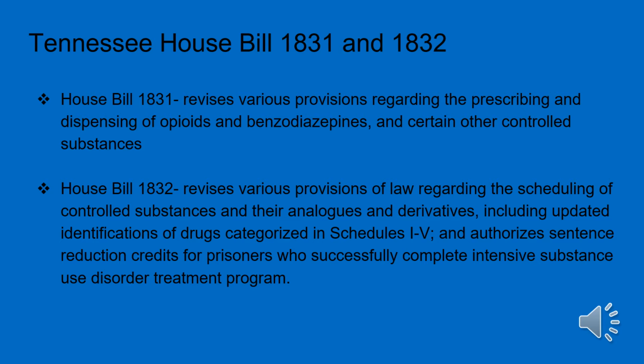Tennessee recently revised two House bills to address the opioid crisis. House Bill 1831 revises various provisions regarding the prescribing and dispensing of opioids and benzodiazepines and certain other controlled substances, while House Bill 1832 revises various provisions of law regarding the scheduling of controlled substances and their analogs and derivatives, including updated identifications of drugs categorized in Schedules 1 through 5, and authorizes sentence reduction credits for prisoners who successfully complete intensive substance use disorder treatment programs.